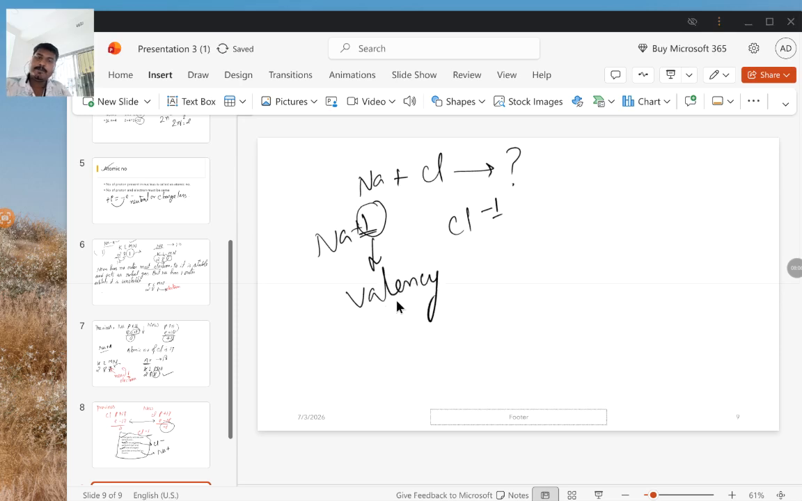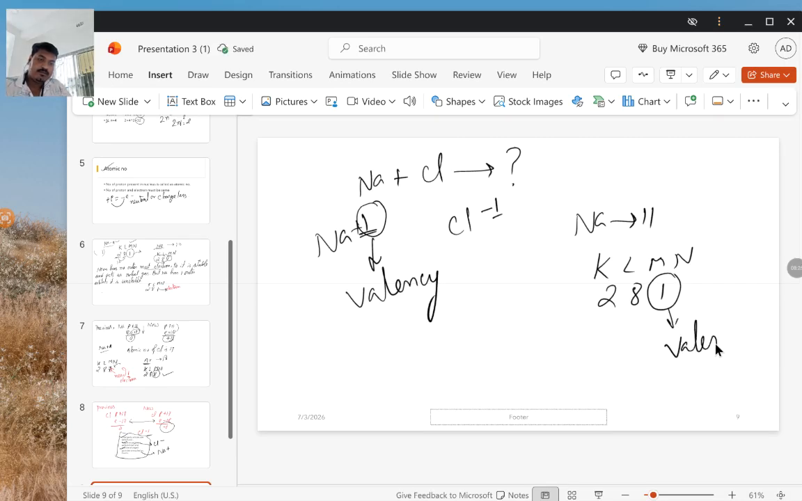Remember, I'm writing here K, L, M, N: 2, 8, 1. The last electron is called the valence electron. The last orbital is known as the valence orbital, and it always participates in the chemical reaction.